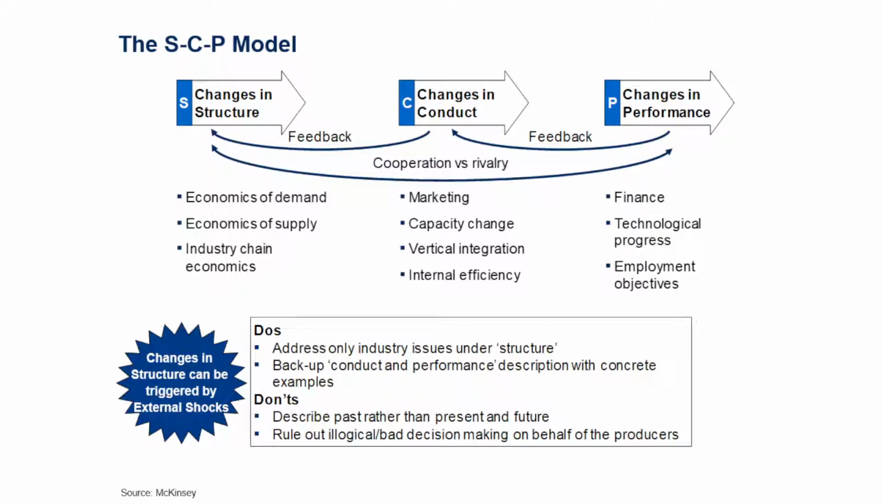However, the model is a dynamic model. It also works the other way around. So sometimes changes in performance, maybe because the profitability is dropping, maybe customer trends are changing, are forcing a change in conduct of the companies. And as companies maybe consolidate or price less aggressively, the structure might as well change. So this model works forward and backward. It's a very dynamic model.